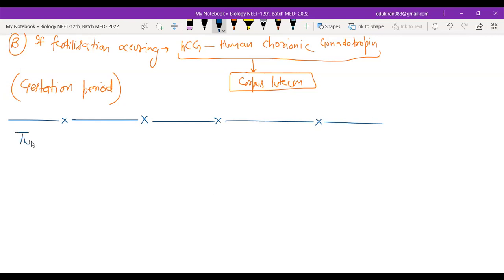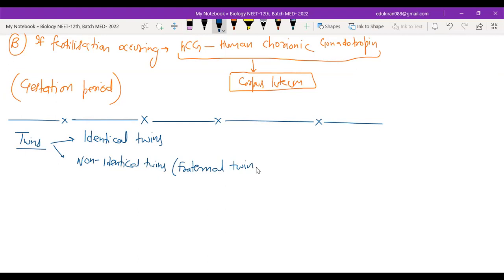Now twins are of two types. One is called identical twins, and fraternal twins. Identical twins, like just the common name first, and non-identical twins. Non-identical twins are also known as fraternal twins biologically. And in the concept of fraternal twins, the ovarian cycle is important. That's why I took this topic here.